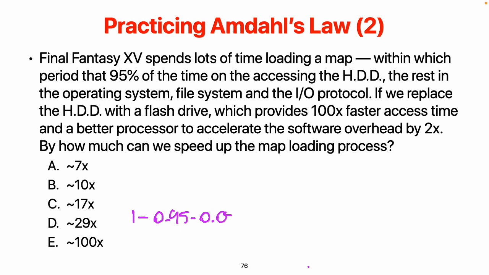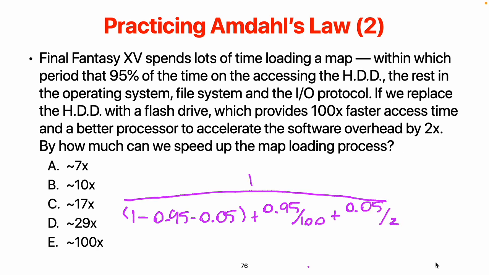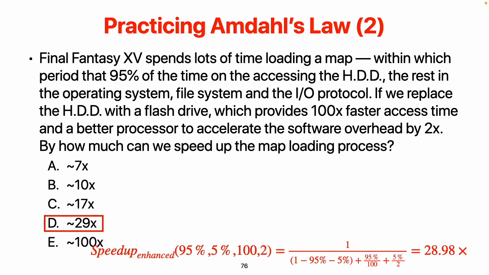Okay. I'm just writing up the whole thing. So that's zero, right? So that's the bottom part, right? And 0.95 divided by 100 plus 0.005 divided by 2, and 1 over that, right? And you will get 28.5, so then that rounds up to 29. Great, right? So that's the application of Amdahl's law. So you are going to get 28 times.